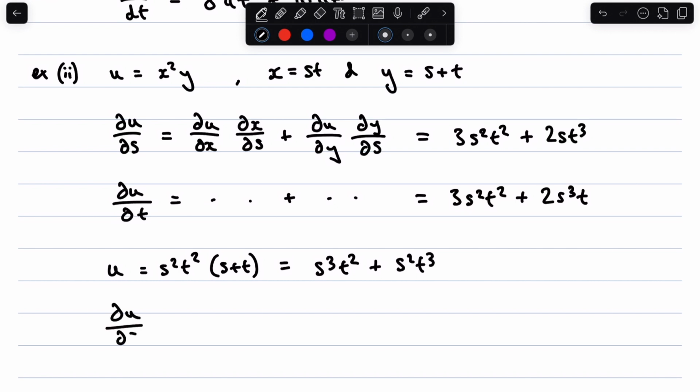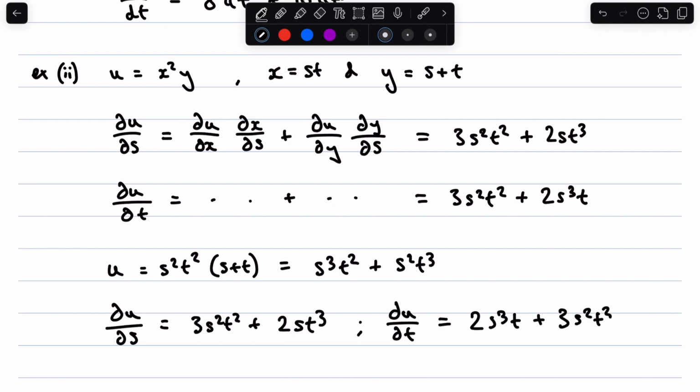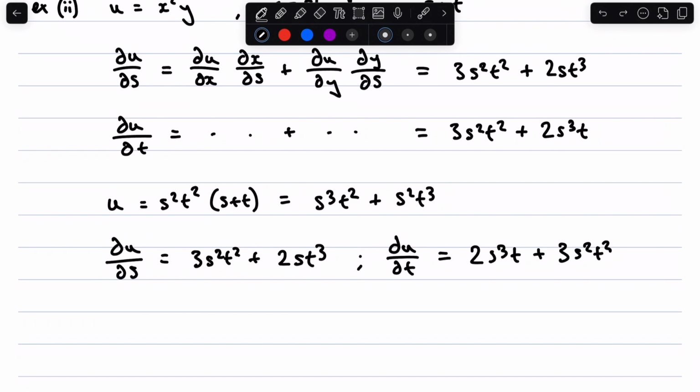So now ∂u/∂s is just going to equal 3s²t² + 2st³. And then ∂u/∂t will equal 2s³t + 3s²t². And if we just put this term in front of that one, it's exactly the same as above, and so is the ∂u/∂s. It's the same as before. So again, you can see this chain rule is working how we should expect it to, and so you can have confidence when using it for more complicated examples.